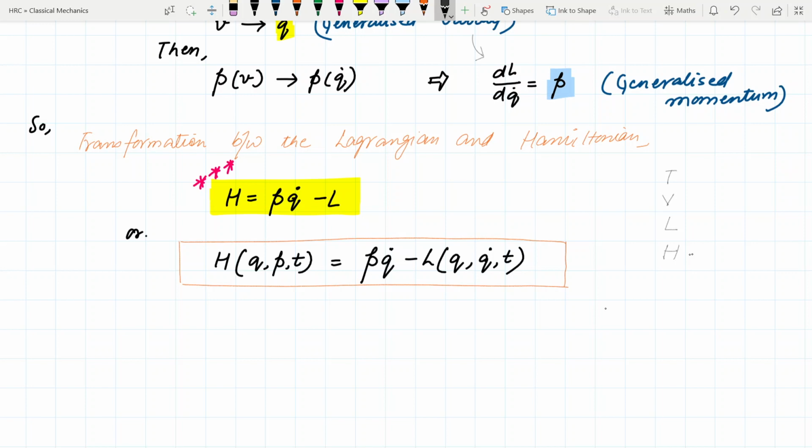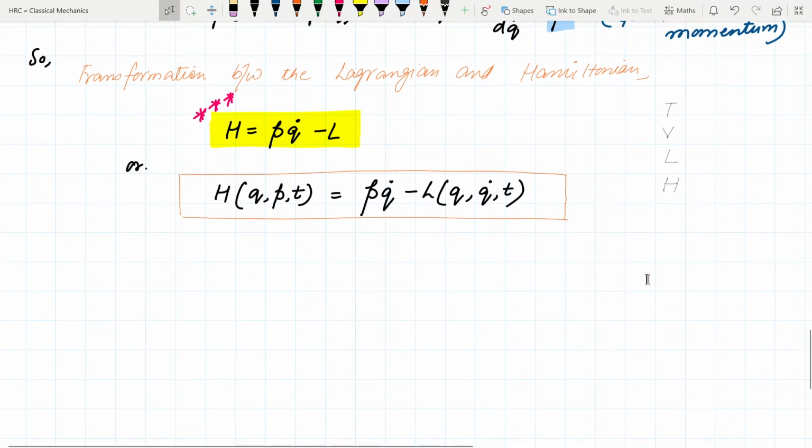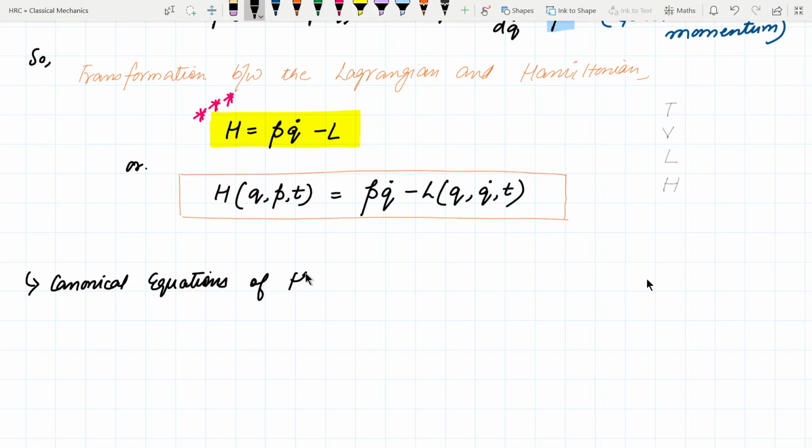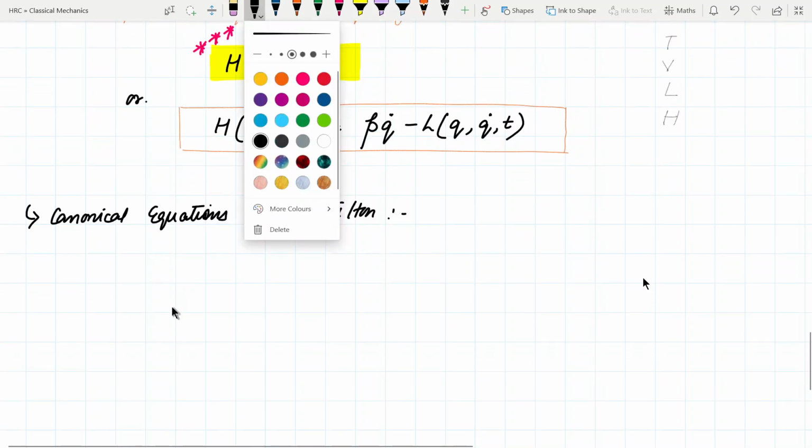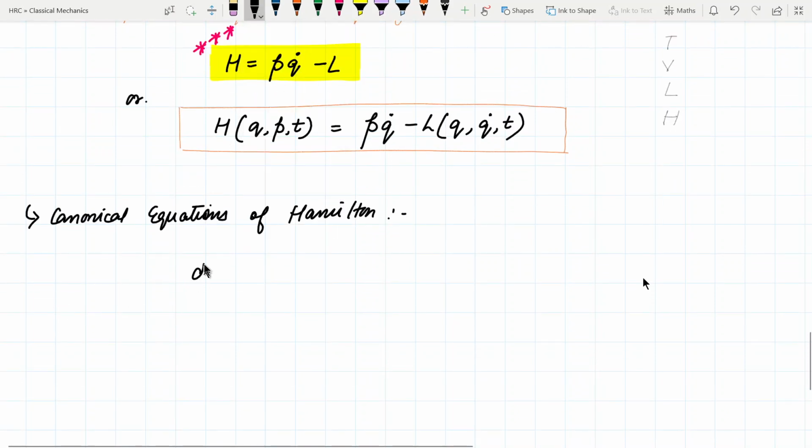तो उसके लिए we have to derive the canonical equations of Hamilton. Okay, so let us derive the canonical equations of Hamilton. What we are going to do is use this equation and choose the differential of H. So we are going to do dH.